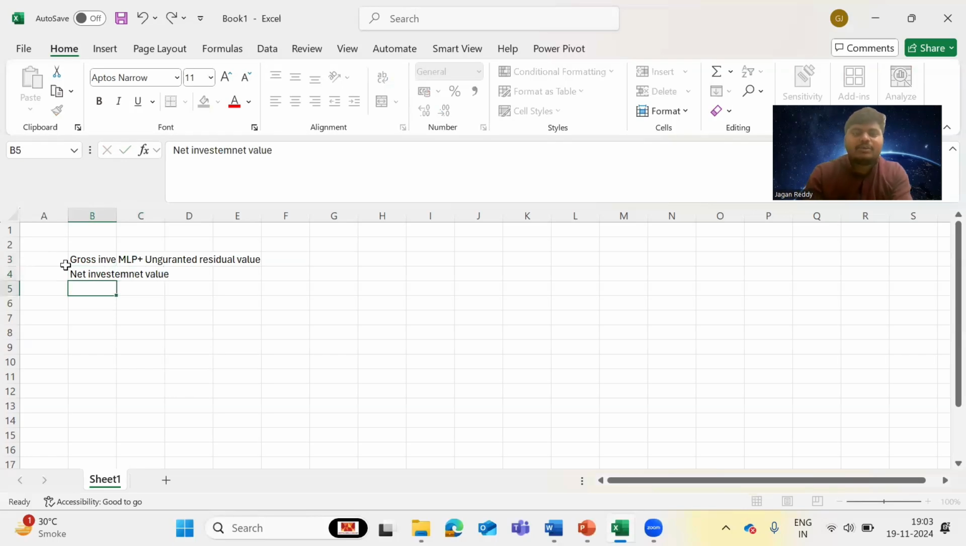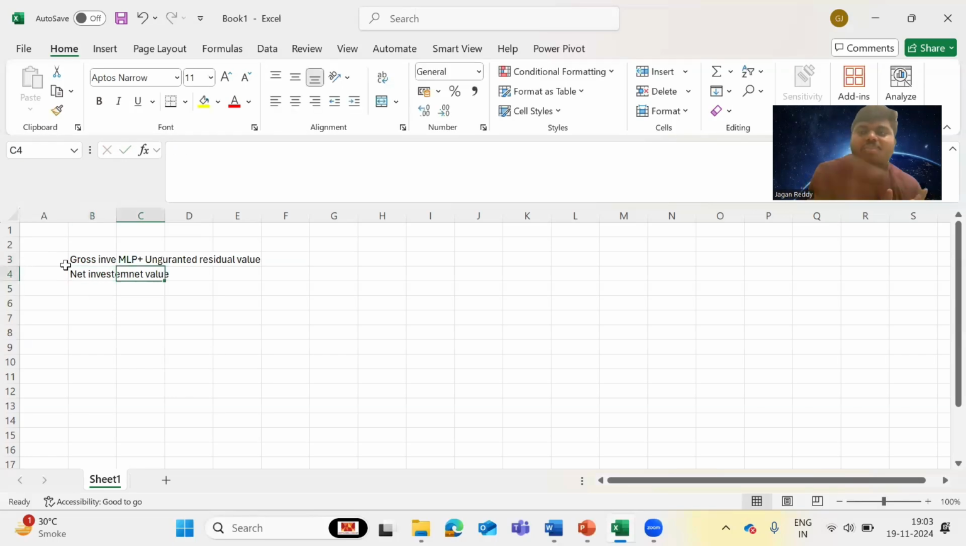Whereas net investment value is nothing but the present value of gross investments. Remember that point: the present value of gross investments using the interest rate explicit in the lease. If you are calculating from the point of view of the lessee and it is not available, you should take the lessee's borrowing rate. If you are calculating from the viewpoint of the lessor, you should take the lessor's rate. Now you understood the meaning of MLP from the viewpoint of the lessee and of the lessor.